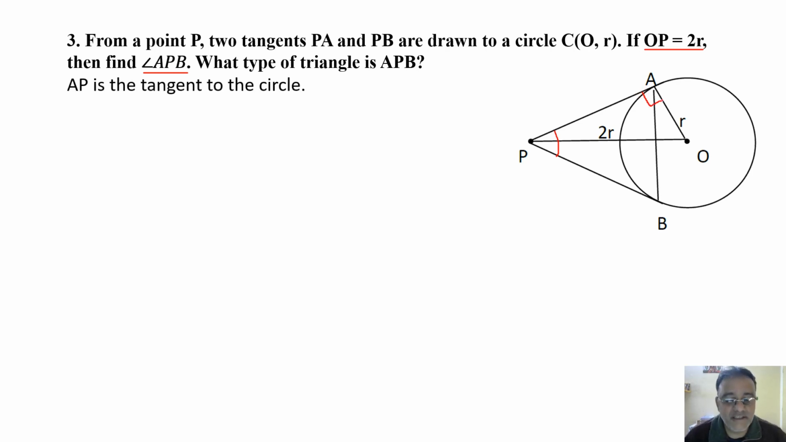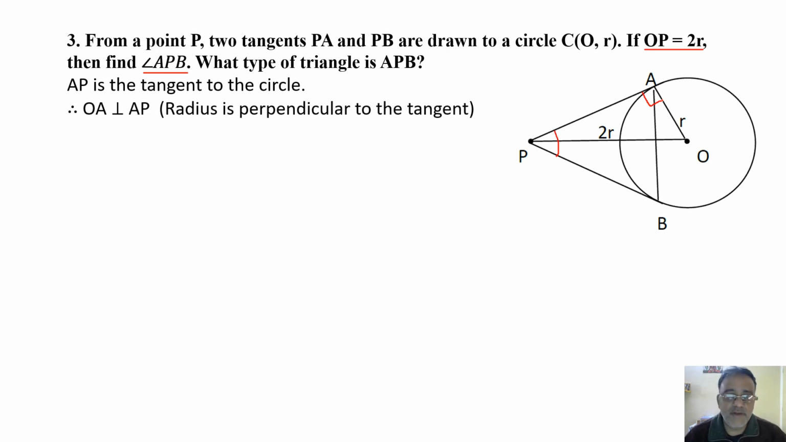Right, AP is the tangent to the circle. Then OA is perpendicular to AP because the radius is perpendicular to the tangent through the point of contact. So angle OAP is equal to 90 degrees. Now we can apply sine theta with respect to this angle. This is the opposite side and this is the hypotenuse.